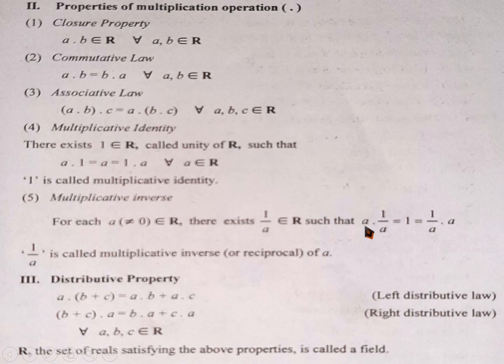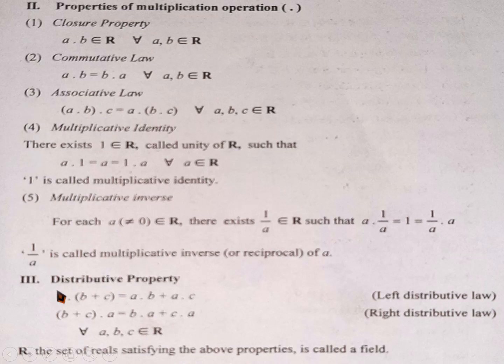For example, if we choose 3 by 4, this is a real number, its multiplicative inverse is 4 by 3. 3 by 4 multiplied by 4 by 3 is equal to 1. So 3 by 4 is the multiplicative inverse of 4 by 3. Another example, you may take minus 5 by 3; its inverse is minus 3 by 5. On multiplying these two numbers, we get the multiplicative identity. So these are the five properties under multiplication.